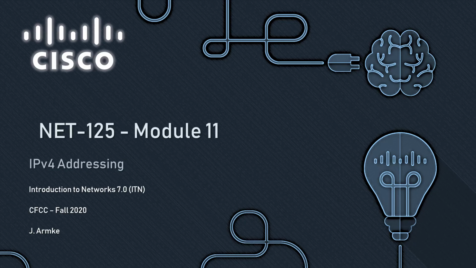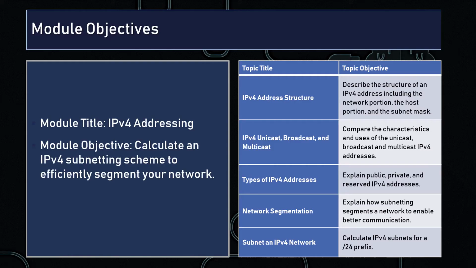Let's get into Module 11, IPv4 Addressing. Our objective for this chapter is to calculate a subnetting scheme to efficiently segment our network. So we're going to look at address structure, unicast, broadcast, and multicast addresses, private, public, and reserved addresses, network segmentation, and how to calculate IPv4 subnets for a /24 prefix.